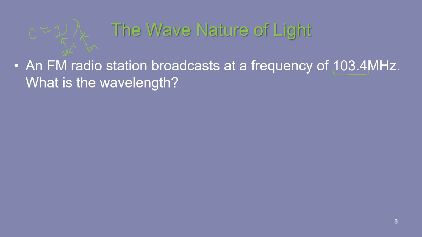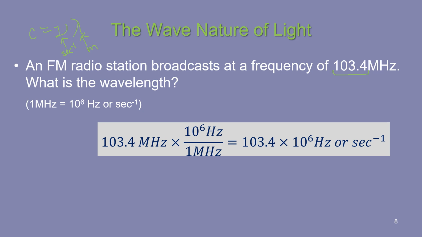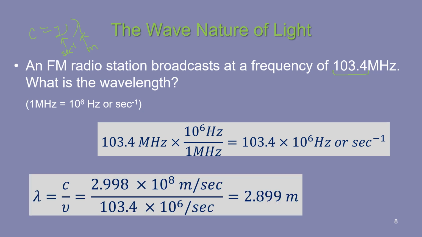So the first thing we have to do here is convert 103.4 megahertz to hertz. There's 10 to the 6th hertz in 1 megahertz. So 103.4 megahertz is 103.4 times 10 to the 6th hertz. Then if we plug that into our equation, lambda equals c over nu. This time, because there were 4 sig figs, I used 4 sig figs: 2.998 times 10 to the 8th meters per second divided by 103.4 times 10 to the 6th per second. Again, notice that the per seconds will cancel and our unit will be meters.